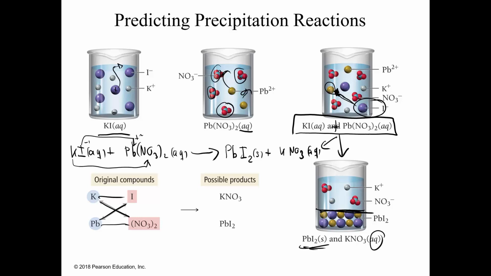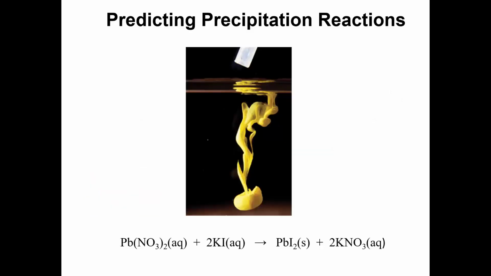And this is what that looks like. All right, if I dumped a solution of potassium iodide into a solution of lead nitrate, you would see this yellow precipitate. And that is that lead iodide that's being formed and precipitating out. That is called a precipitation reaction. And this entire equation is called the molecular equation.